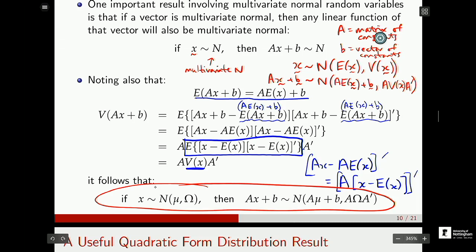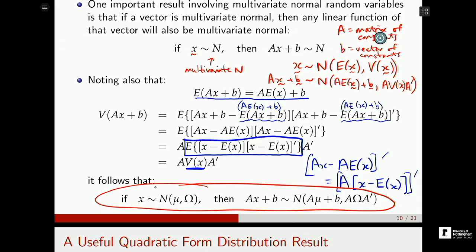Taking linear combinations of normals. What you can see intuitively, we're taking a linear combination of x's here, and that maps straight through into the mean function. We take the mean of x and replace it with mu, but the form of the linear combination stays the same in the mean. When it comes to the variance covariance, the original matrix, omega, gets hit twice. It gets hit by A at the front and A transpose out the back. But the B doesn't make any difference.